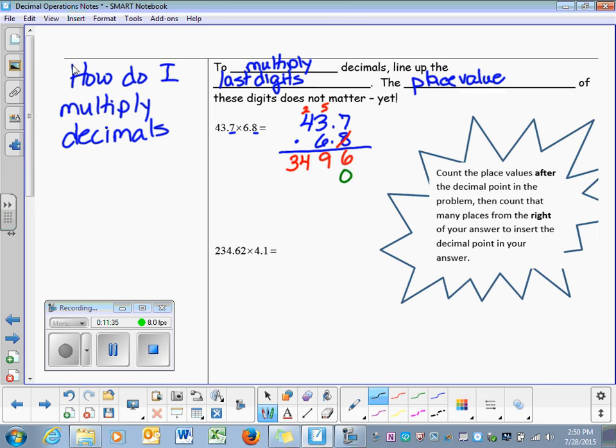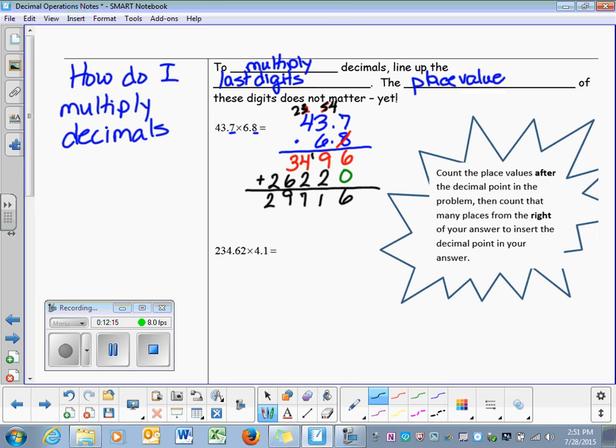6 times 7 is 42. Carry the 4. 6 times 3 is 18. Plus 4 is 22. Carry the 2. 6 times 4 is 24. Plus 2 is 26. Now I have to add my columns. 6 plus 0 is 6. 9 plus 2 is 11. 1 plus 4 is 5. Plus 2 is 7. 3 plus 6 is 9. And 2 plus nothing is 2.